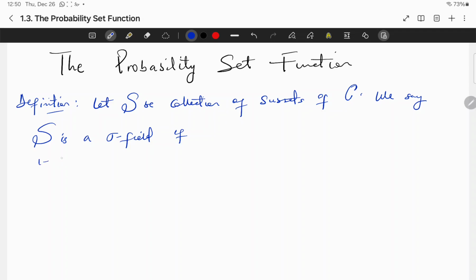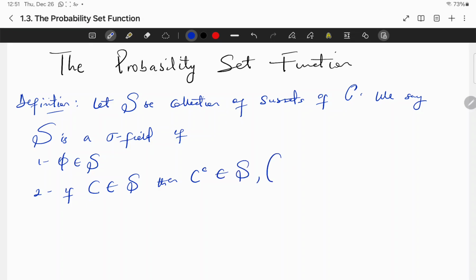1. It contains the empty set. 2. If C is an element of the sigma field, then the complement must also be in our sigma field. In other words, we say our X is closed under complement.